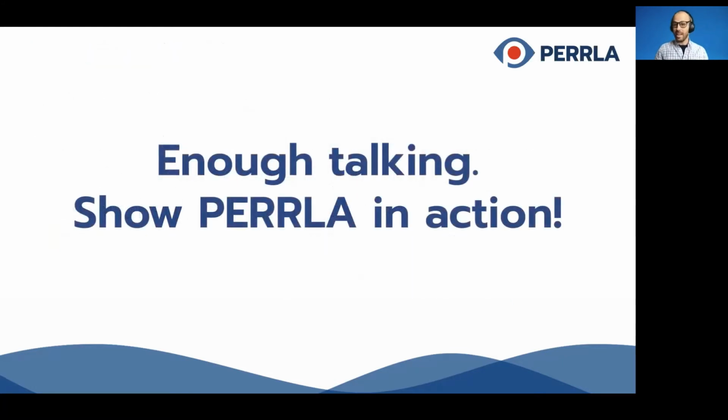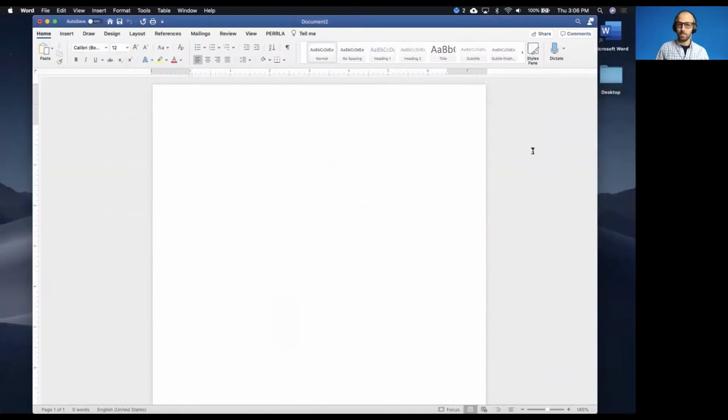So with that, let's dive in and see how this works. We're going to start off by looking at PERRLA for Word, and then we're going to look at PERRLA Online. One of the things you need to know is that the interface for PERRLA for Word and PERRLA Online are really, really similar. So pretty much all the things that we cover today in PERRLA for Word also apply to our editor in PERRLA Online. Then we'll show you the small differences that exist between them.